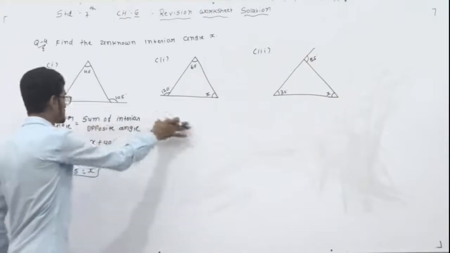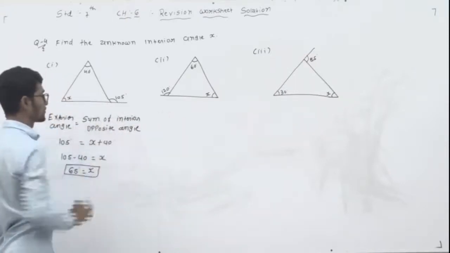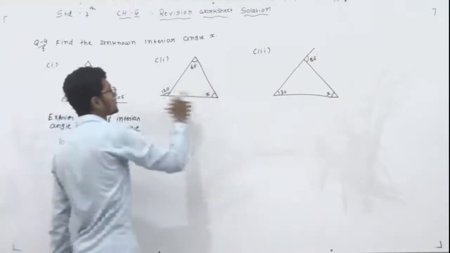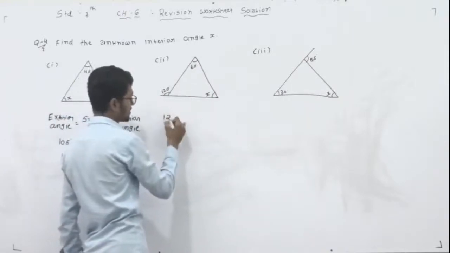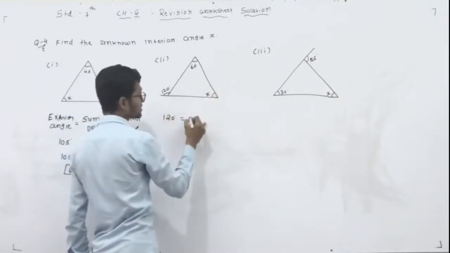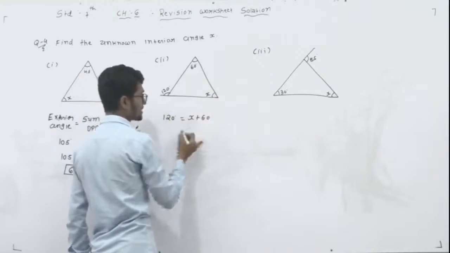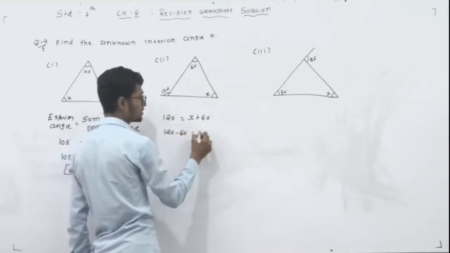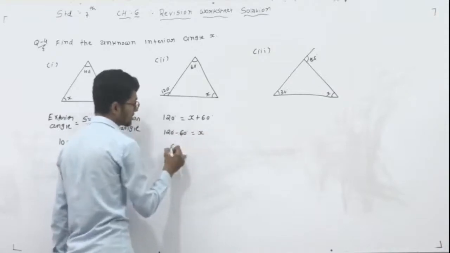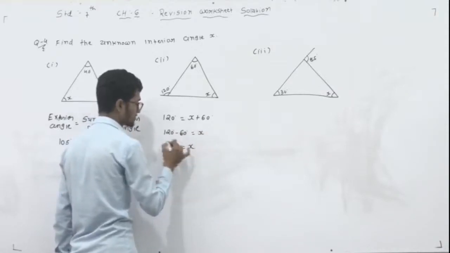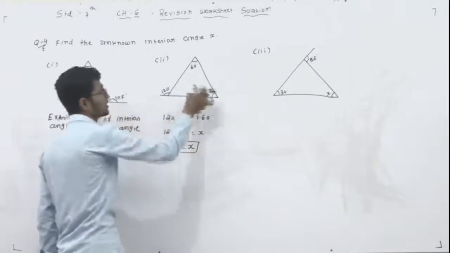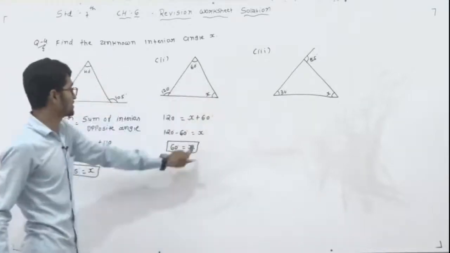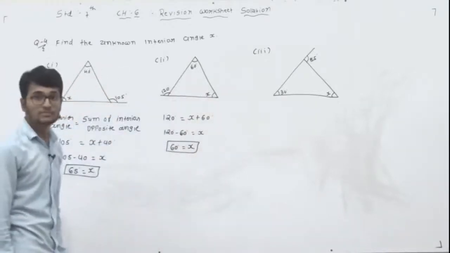The same formula is used here. Exterior angle is equal to the sum of interior opposite angles. Now in this question, exterior angle is equal to 120. Interior angle means x plus 60. Now 60 goes to this side, so 120 minus 60 is equal to x. 120 minus 60 is 60, equal to x. It means in this triangle, unknown x is equal to 60.